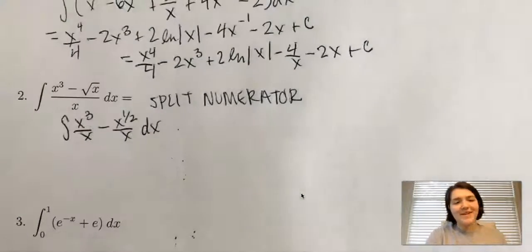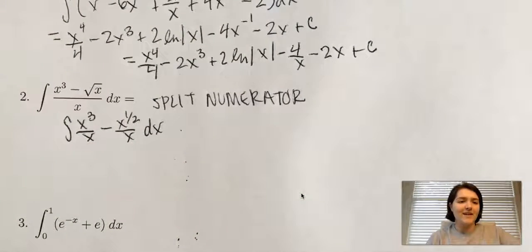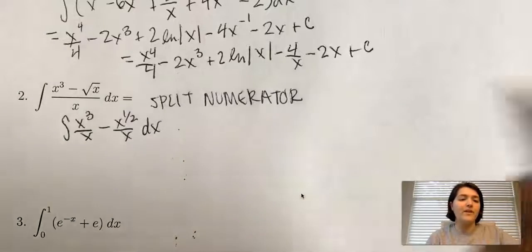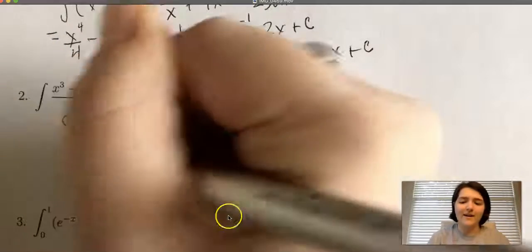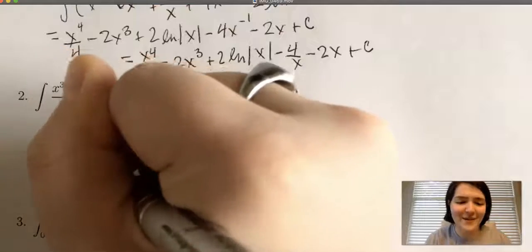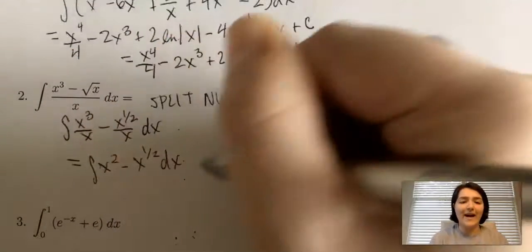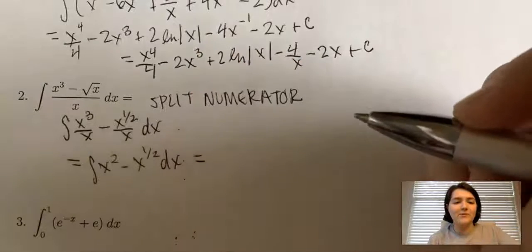So focus, okay. So we split them. So x cubed over x and then minus the square root of x over x. That was me singing in the background, my bad. We changed the square root of x to the 1/2 so that it makes it easier to simplify, which is what we're doing right here.